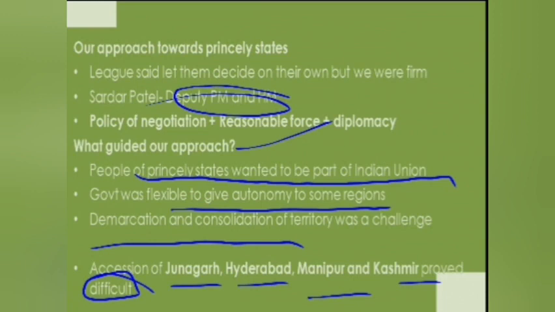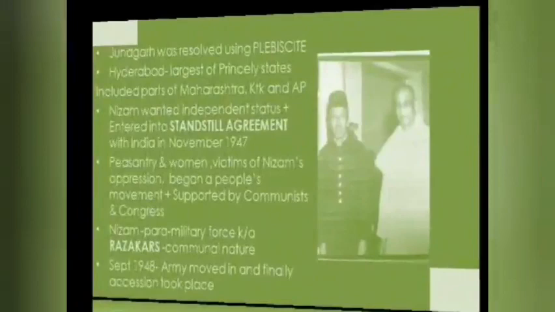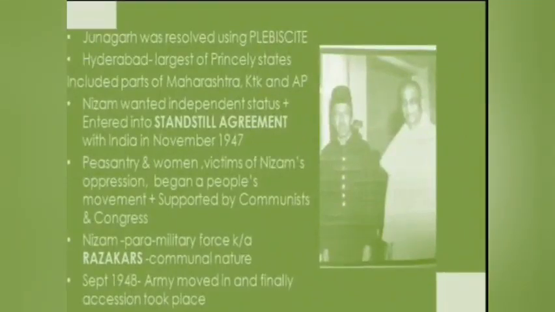We are very great to experience that Article 370 has been removed. Understood? So this is there. We are very, very thankful. It is removed from the constitution, and Jammu and Kashmir has now become a union territory. Understood? Junagadh was resolved using a plebiscite.